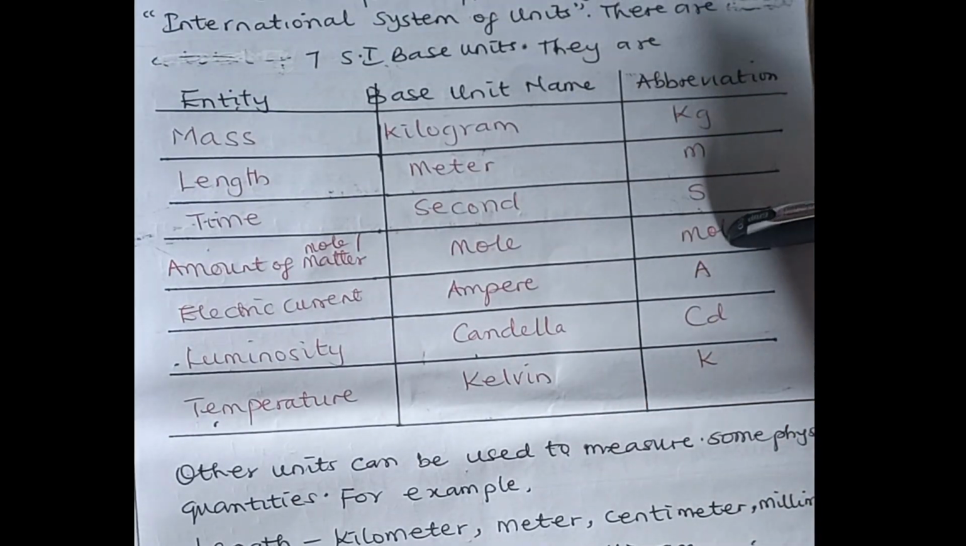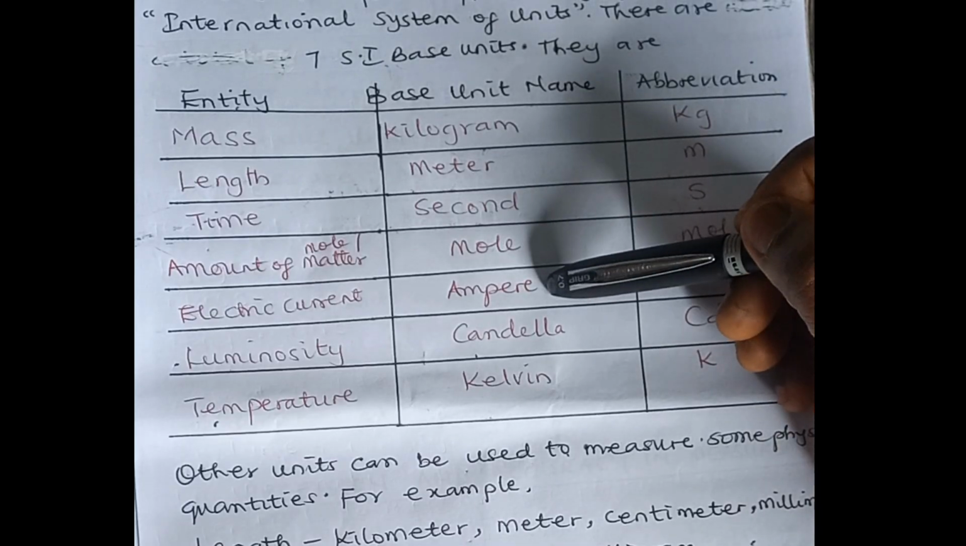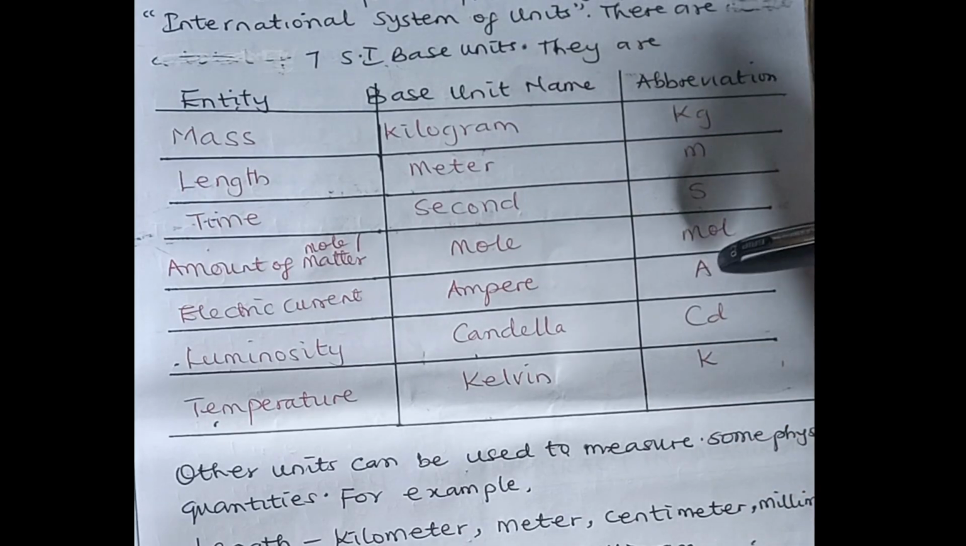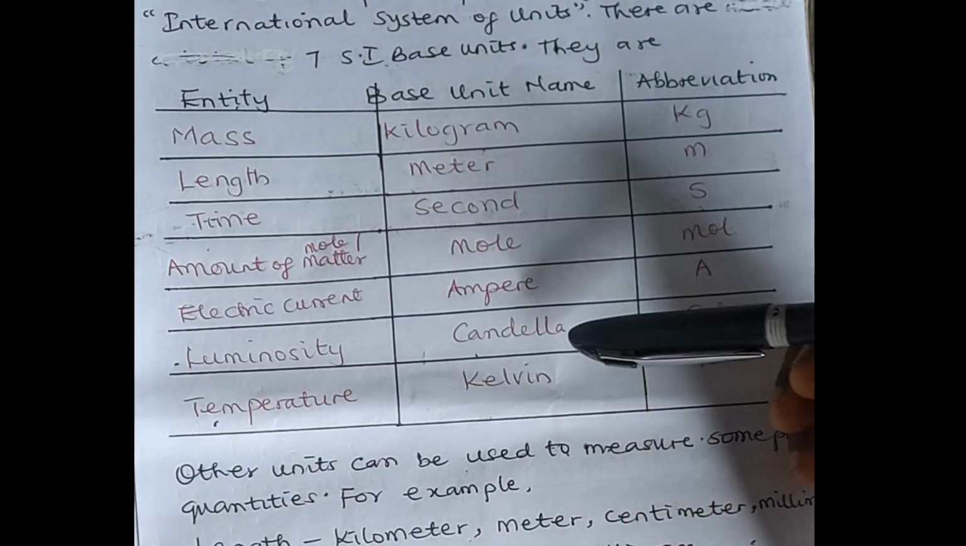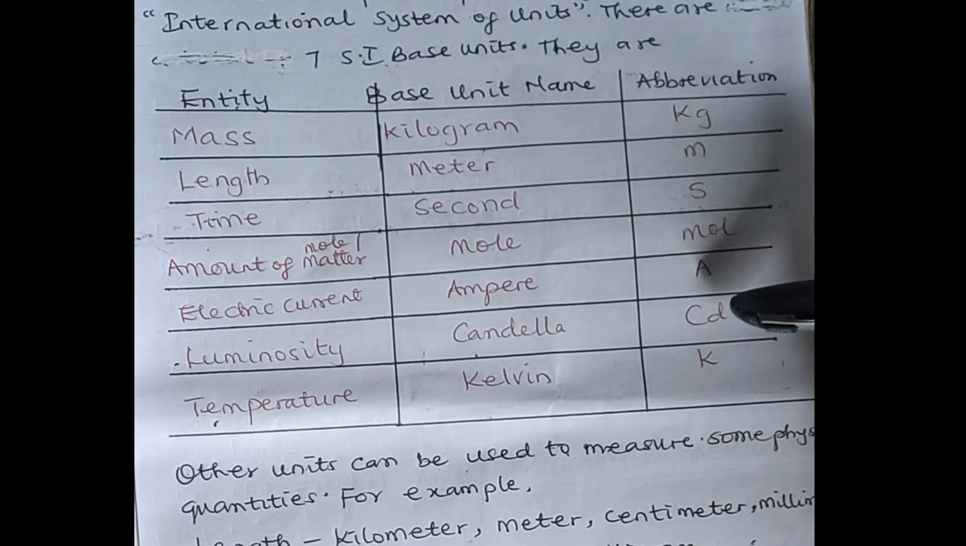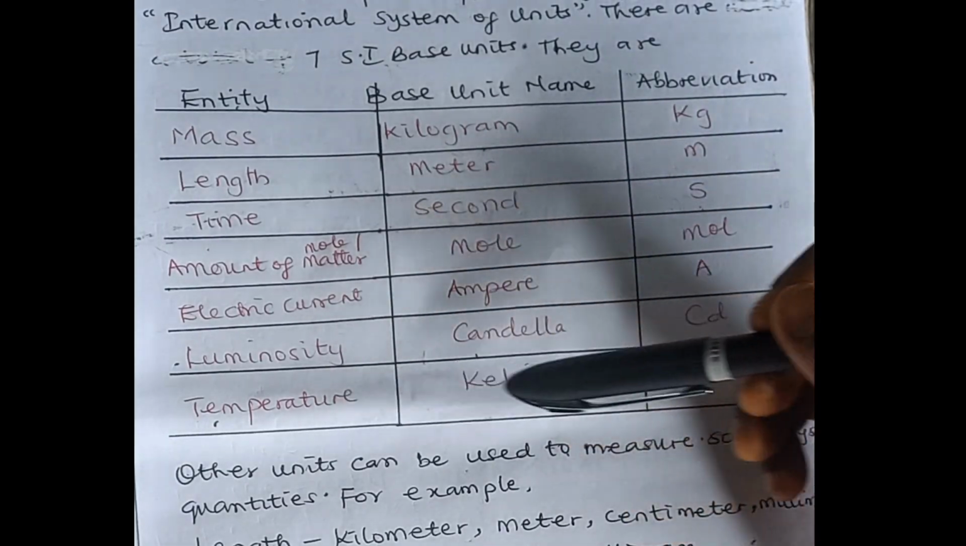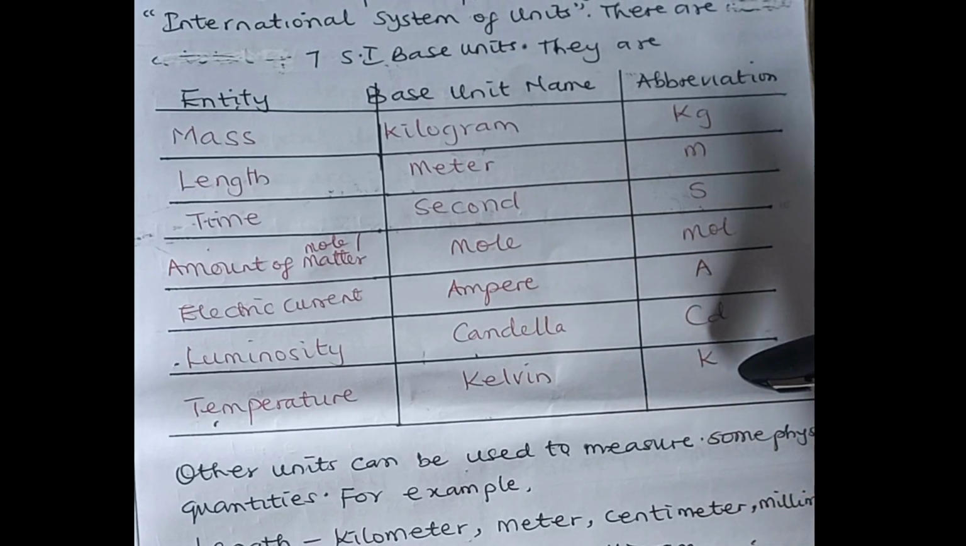Amount of substance is mole, the abbreviation is mol. Electric current is another one, the unit is ampere, which is A. We have luminosity, and the unit is candela, cd. Temperature, the unit is Kelvin, which is K.